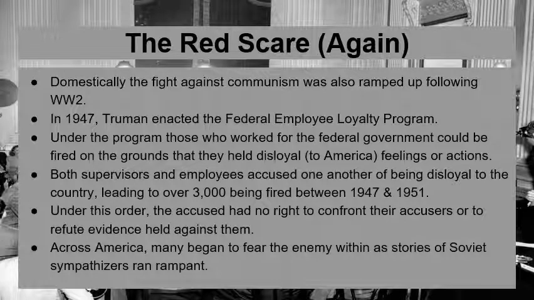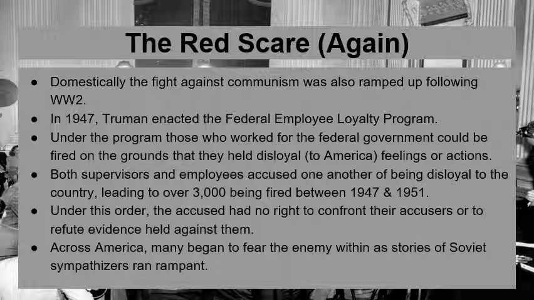So, what we see here is that because of fear of communism, and also because of policy intentions in order to stay in office, the administration was trying to show that it was doing something to protect the homeland against communists.